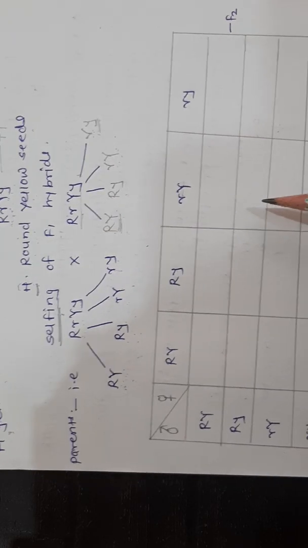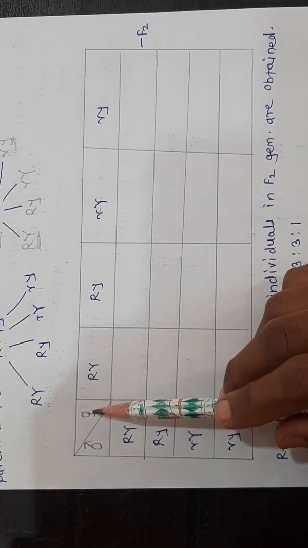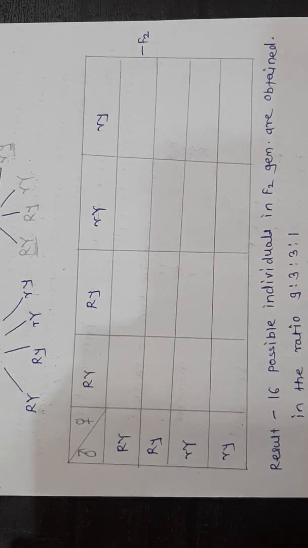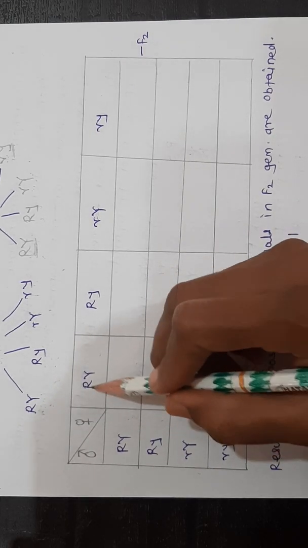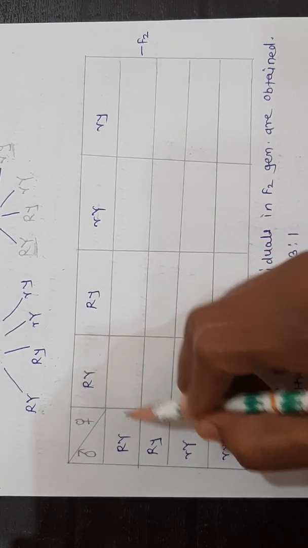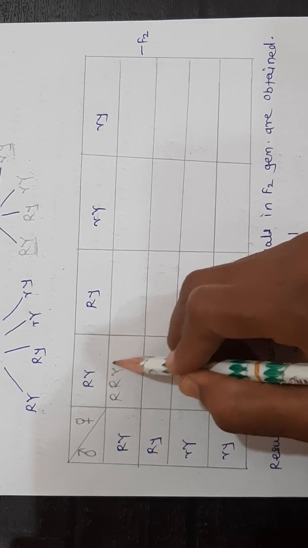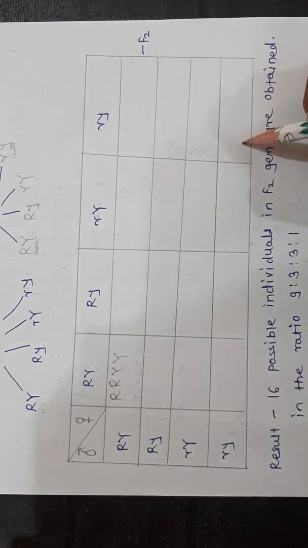Then by the checkerboard method, here we have two parents. First, these are the male and these are the female. Here this is the activity for all of you to fill all the checkerboard squares. First, for example, capital Y crossed with capital Y. What is the name of these? Yellow round seeds.